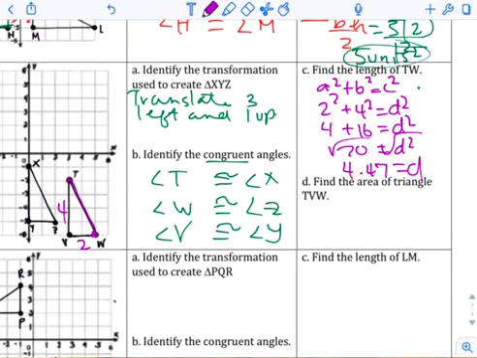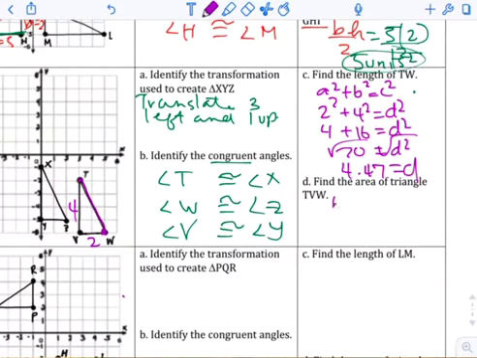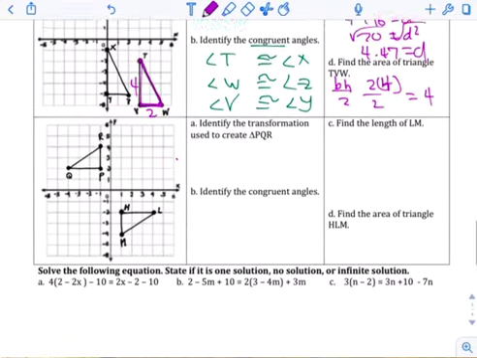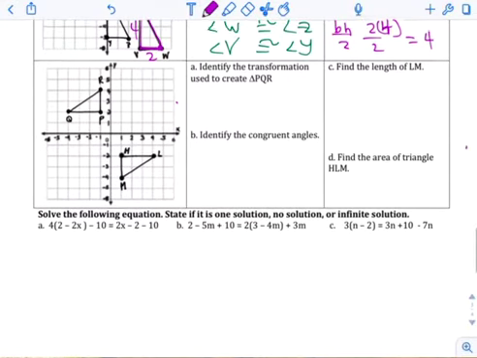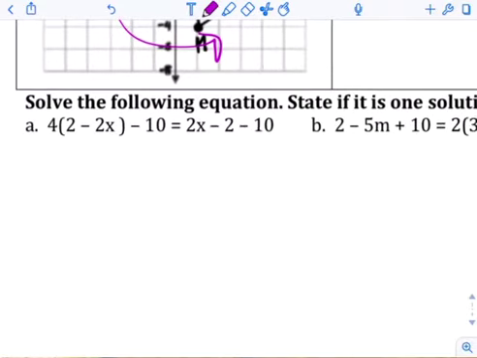Find the area of a triangle. Area of a triangle is base times height divided by 2, or length times width divided by 2. So the base is 2, the height is 4. The answer is 4 units squared. Okay, so make sure you do this. I'll leave this one on your own. It's the same thing. This is a rotation of 180 degrees, clockwise or counterclockwise, doesn't matter. Make sure you know how to do these. I'll do a couple of these for you.